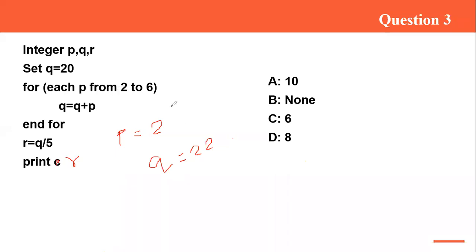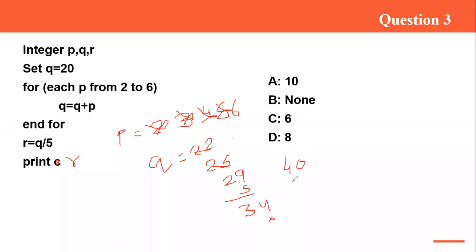Next step. Again, P will become what? 3. When P is 3, that 3 will get added to the Q. So now 22 plus 3 is what? 25. If I'm going wrong anywhere, please correct me. As of now, I hope I'm correct. Then P will become 4. When P is 4, it will get added to the Q. So that means it will become 29. P will become 5. That 5 will get added to this. That will make us reach 34. Then P will become 6. Then we are adding 6 to the 34. That would become 40. Right?